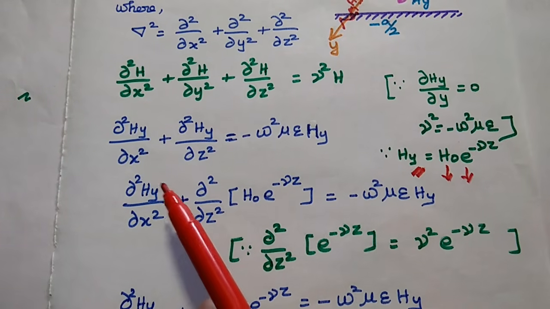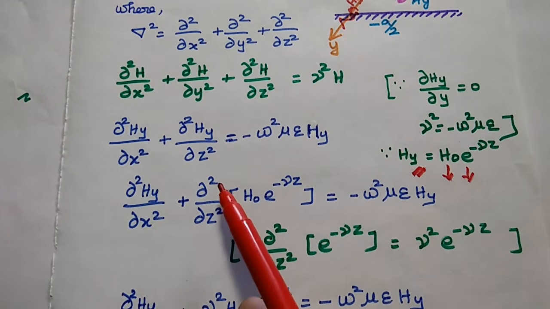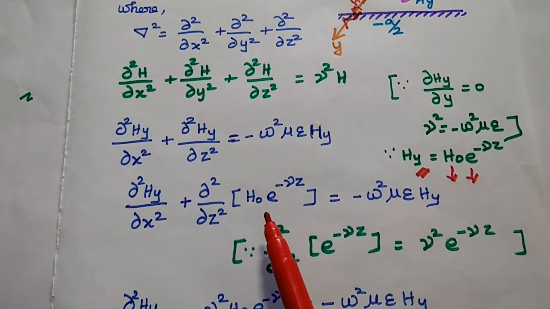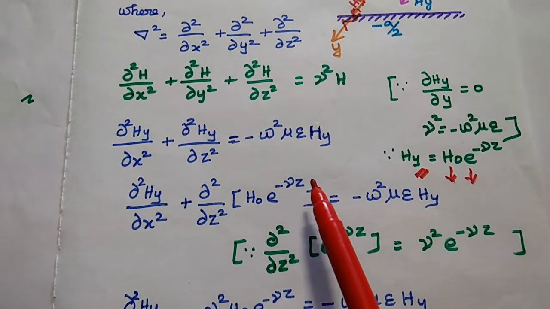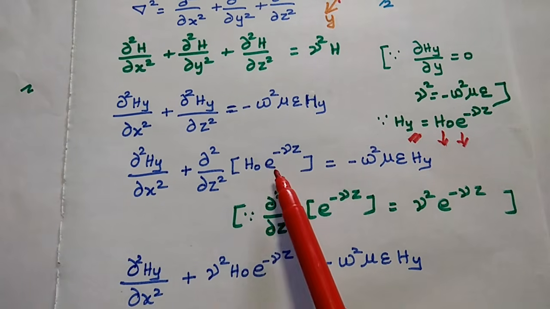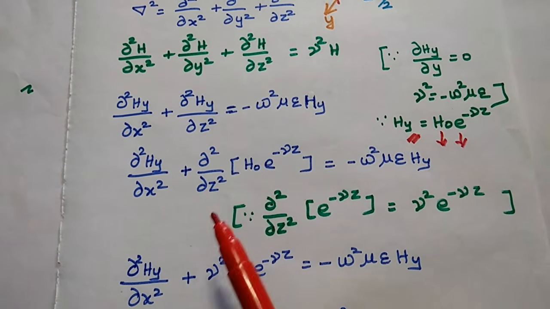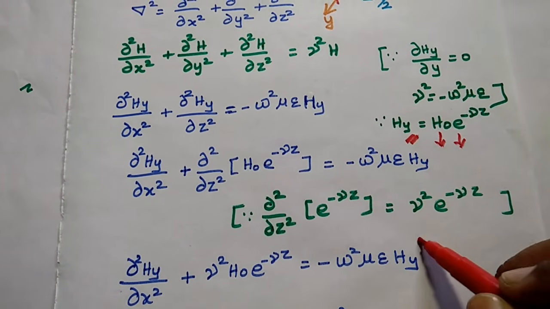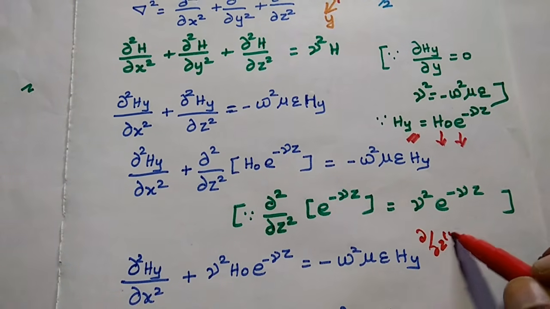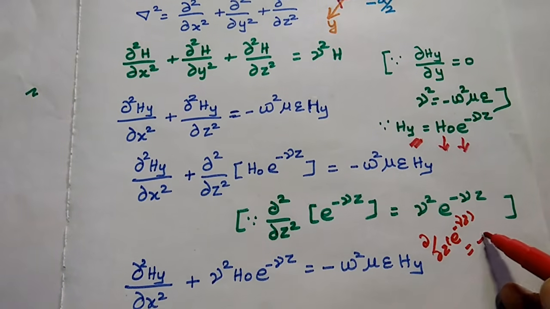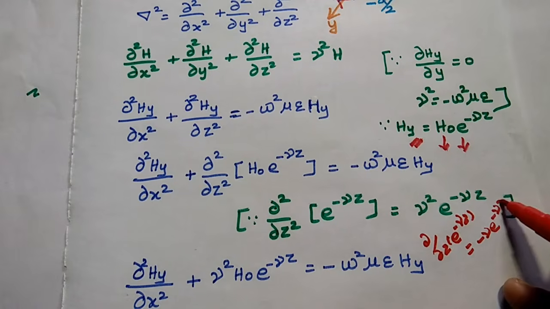Okay. So dou squared Hy by dou x squared plus dou squared by dou z squared. This Hy can be written as H naught e power minus gamma z. You will understand this one. Then we are going to differentiate this term with respect to z. As we know, dou by dou z of e power minus gamma z is equal to what? Minus gamma e power minus gamma z.